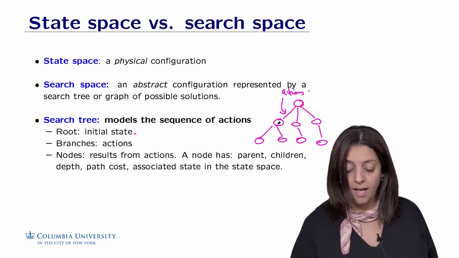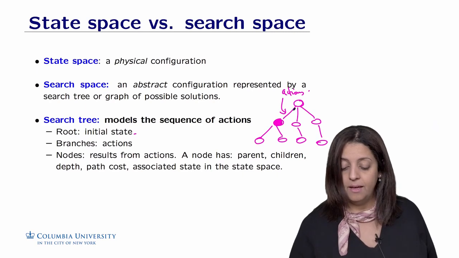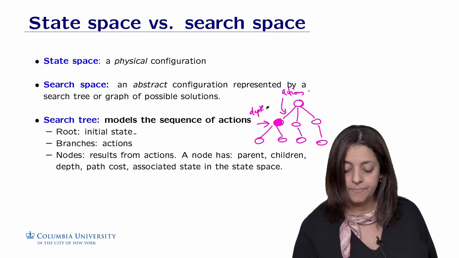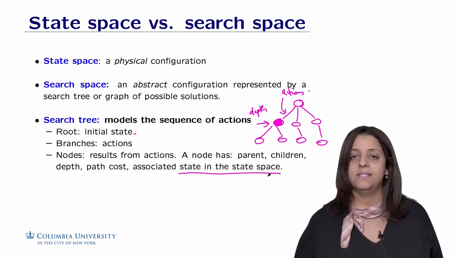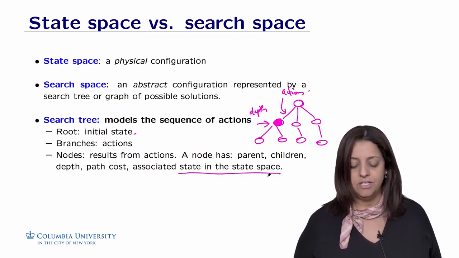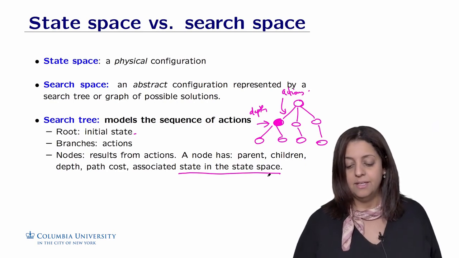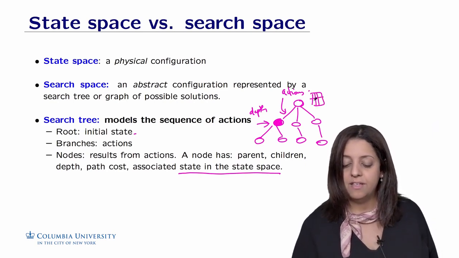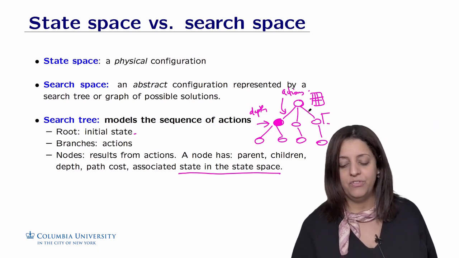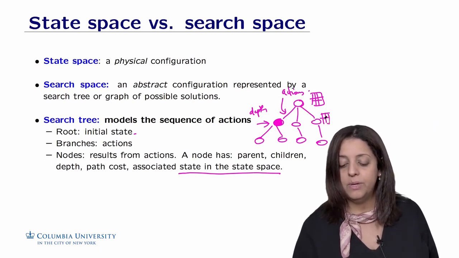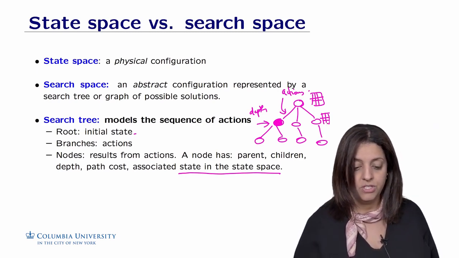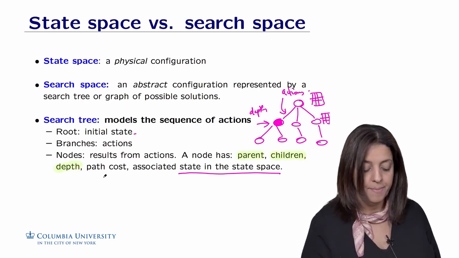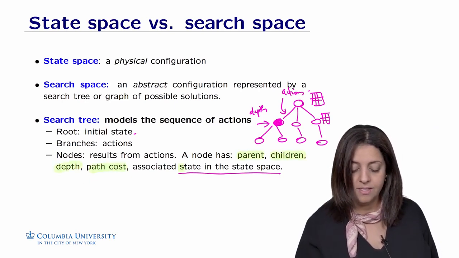Okay, so we have nodes. Each node typically has a parent, it has children, it has some depth, right? It also has a state in the state space. So remember, the state space is the physical configuration. If you are moving a tile on the 8 puzzle, here you have configurations of the tiles, and when you do these actions, for example, sliding the one from left to right, it will bring you to another configuration. So a node typically has this important information: parent, children, depth, path cost, and the associated state in the state space.